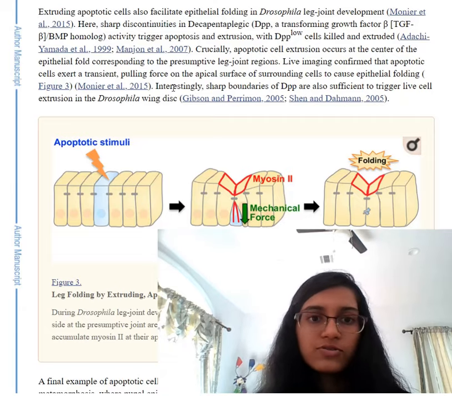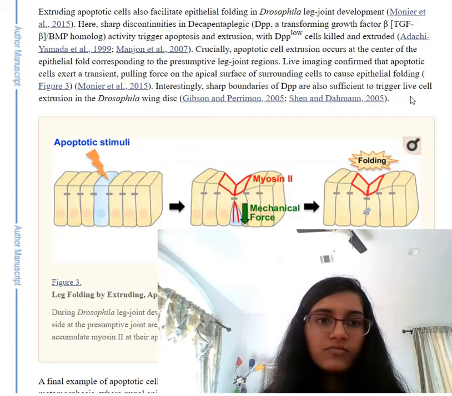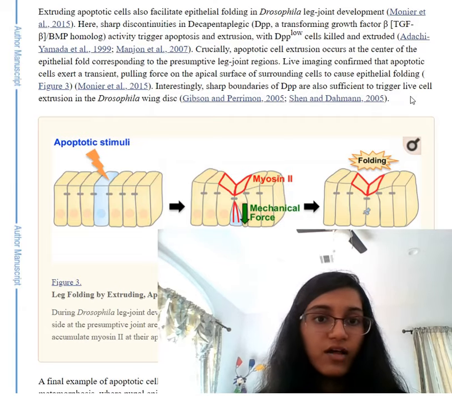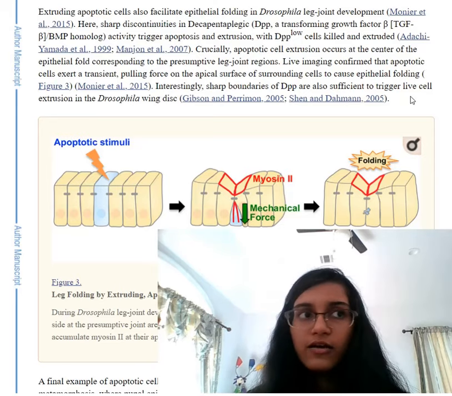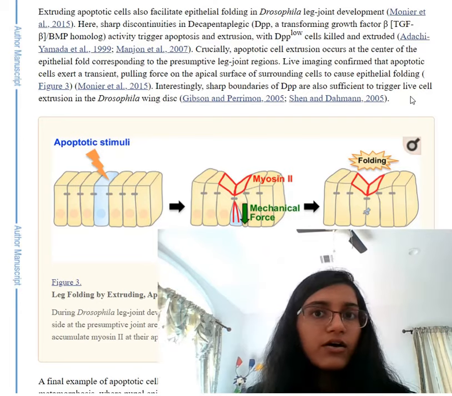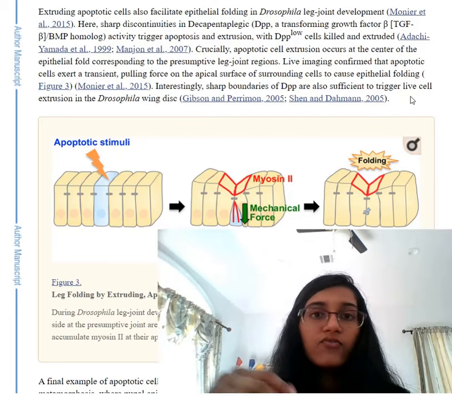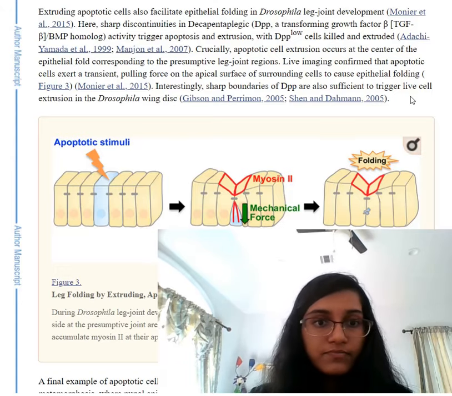They also say that, interestingly, sharp boundaries of DPP are also sufficient to trigger live cell extrusion in the Drosophila wing disc. So in the Drosophila fly, if you have a sharp boundary of DPP from one cell to another, then that could actually lead to live cell extrusion instead of apoptotic cell extrusion. So that's an interesting scenario there.